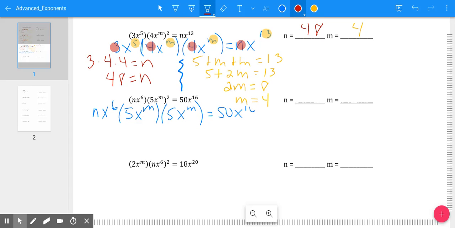And now again, we'll focus on the coefficients first. This time our coefficient is on the left-hand side. So we have n times 5 equals our total this time of 50. I'm going to switch that around and put the number first when I rewrite here. So in this case, our n needs to be 2.